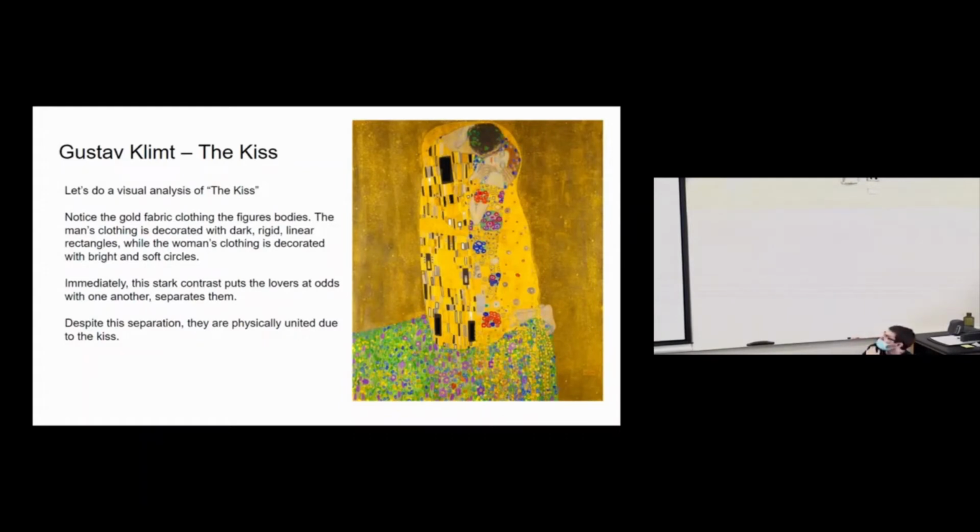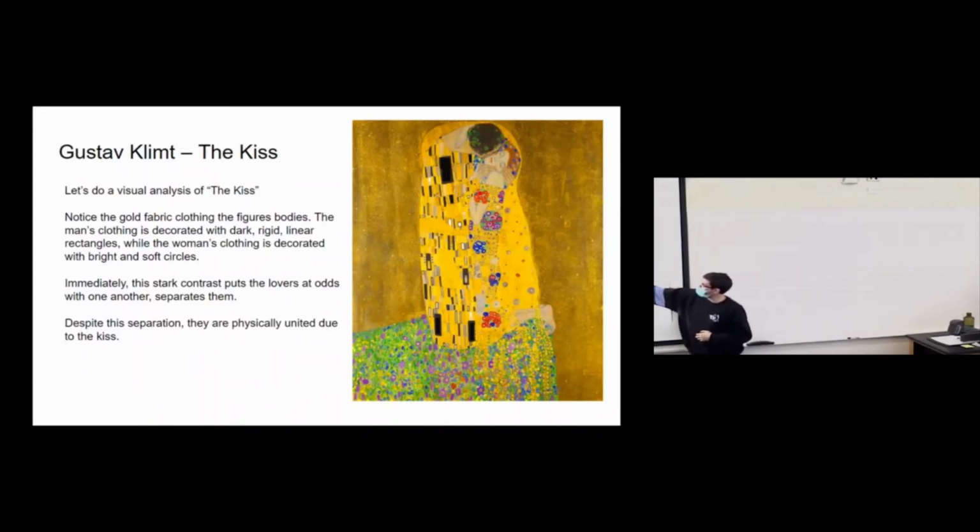So yeah, again, we're going to do another visual analysis of this painting. And like I said, how do we begin a visual analysis? We do it just by identifying what is in the painting. And after we identify what's in the painting, we form meaning to it. So what we have is a man and a woman.